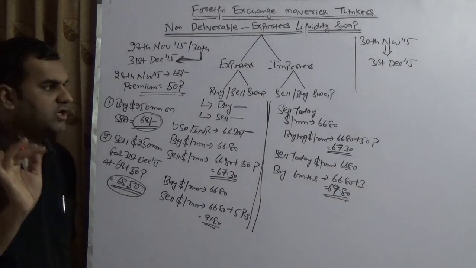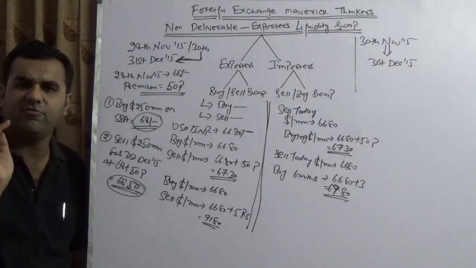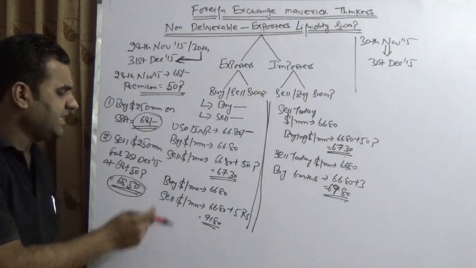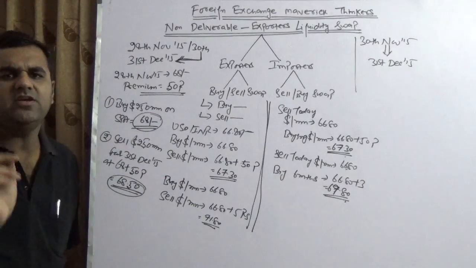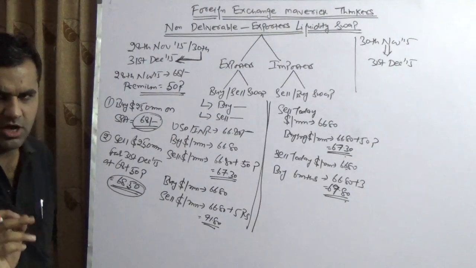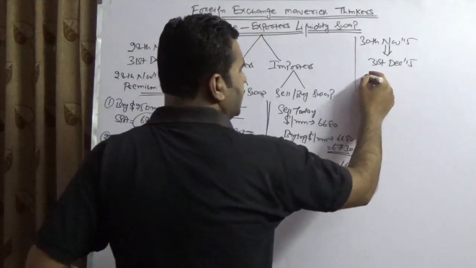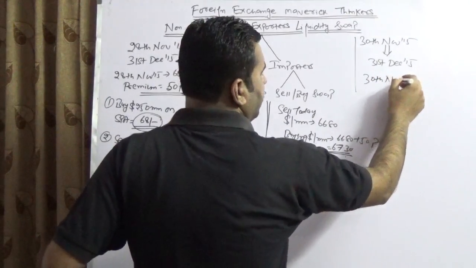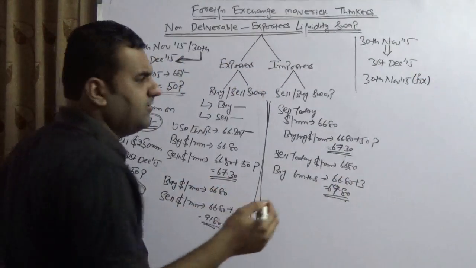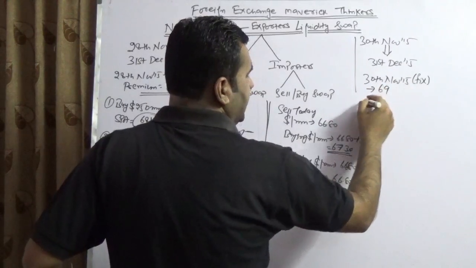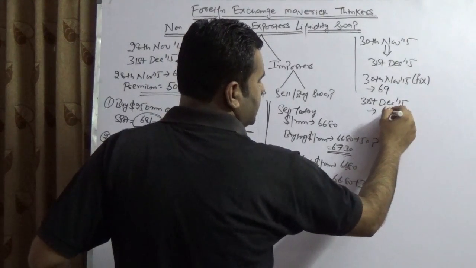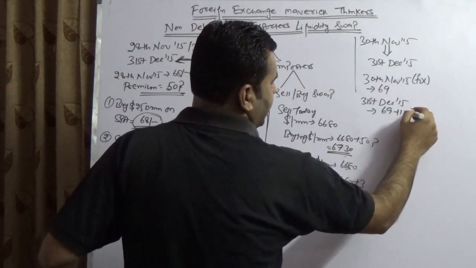Now, as we earlier told, the settlement of the non-deliverable forward. Both of these are non-deliverable forwards, where one you have taken a buy side and one a sell side. The settlement of the non-deliverable forward contract would happen only on the fixing. Now we assume that the 30th November 15 fixing, shortly referred to as fix, is 69, and the 31st December 15 fixing is 69 plus 1, say 70.